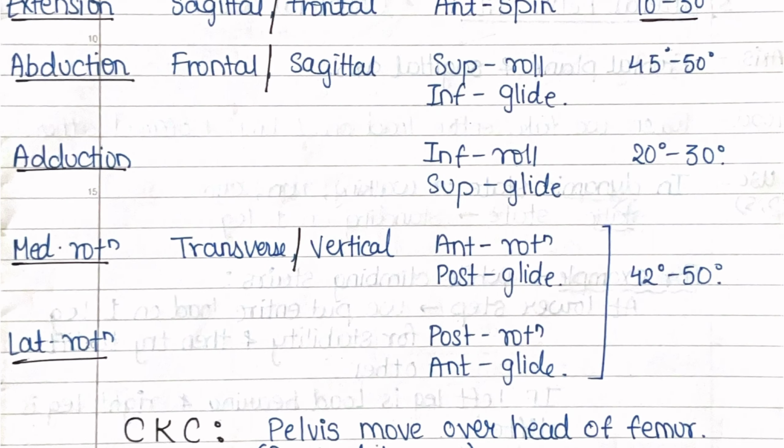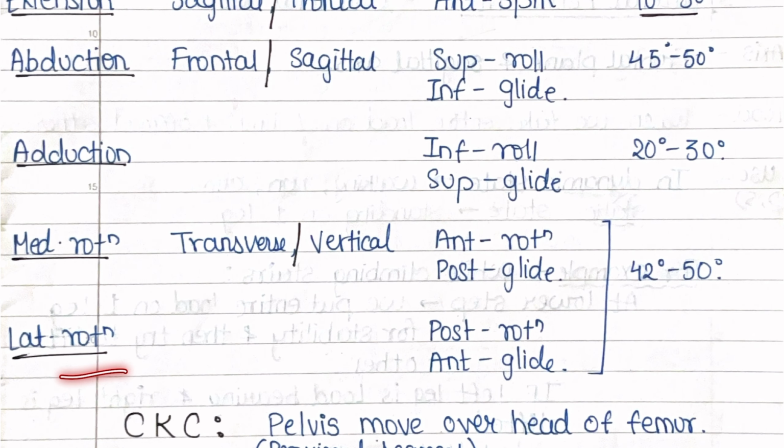Medial rotation is anteriorly and glide is posteriorly. You can check this on your own. Do medial rotation of the hip joint and you can check that the rotation happens anteriorly whereas the glide happens posteriorly. Whereas in lateral rotation, the rotation happens posteriorly whereas the glide happens anteriorly. Normal angle is 42 to 50 degrees.